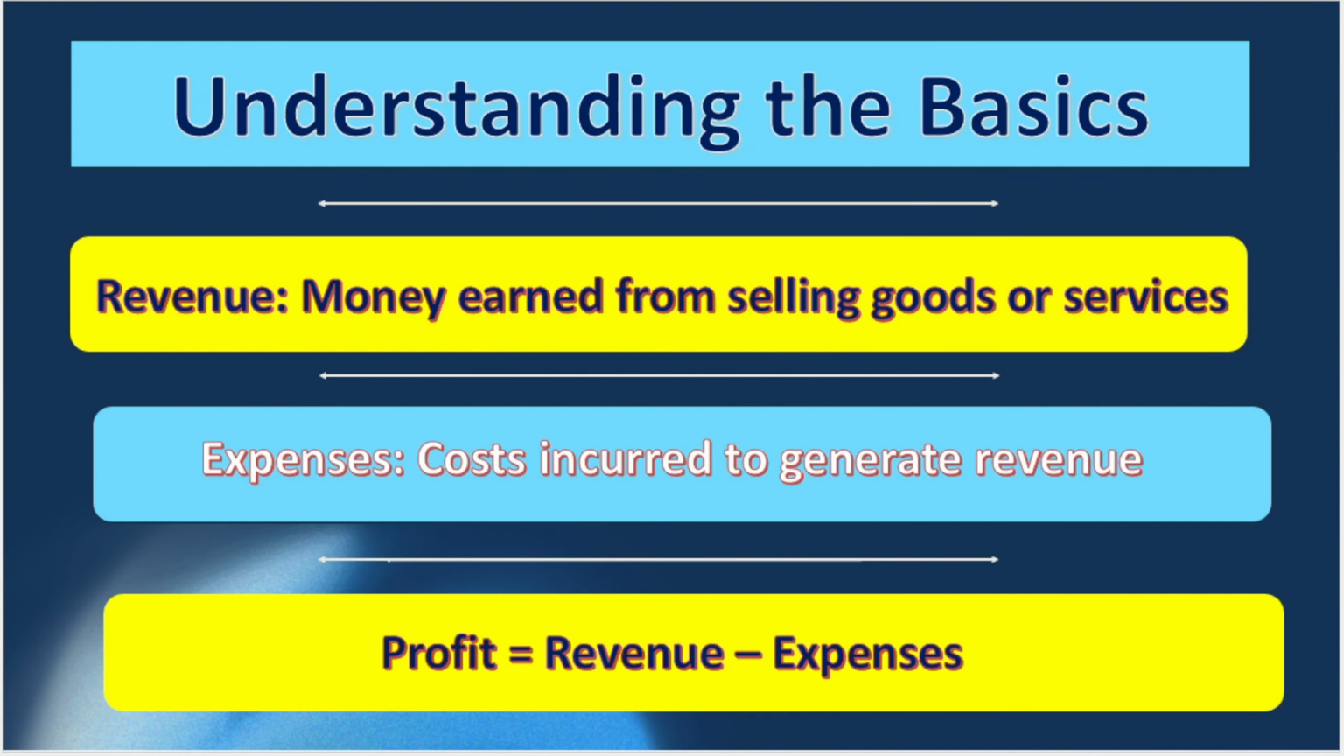So, let us understand the basic concepts of profit and loss. In our day-to-day life, we generally buy goods from the shopkeepers. The shopkeepers buy these goods either directly from the manufacturers or from the wholesalers in their city. In any business, the revenue is the money we earn by selling goods or services. The expenses are the costs incurred while generating the revenue, and profit is the difference between the revenue earned and the expenses incurred.